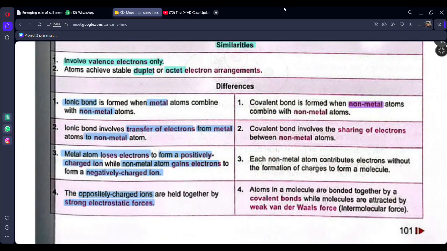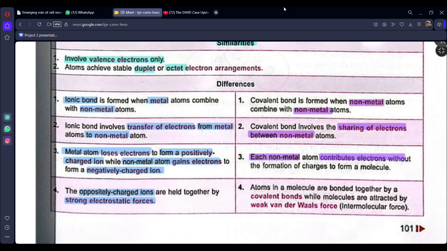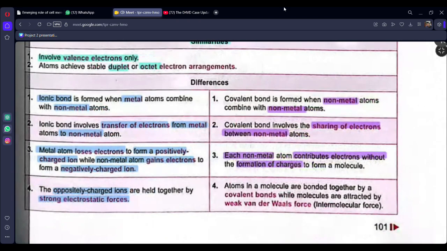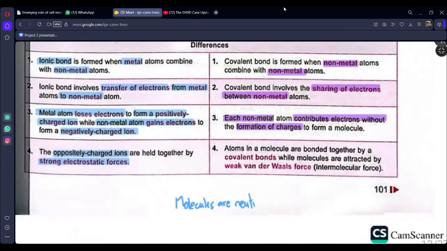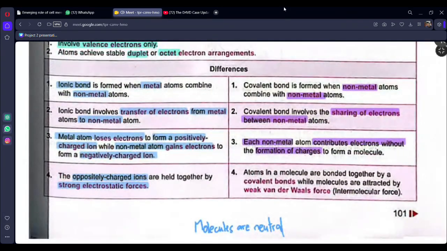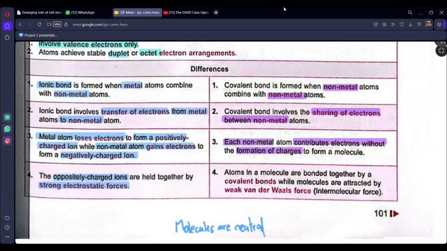Here for covalent it's a different story. Non-metal with non-metal, sharing of electrons between non-metals. Each non-metal contributes electrons without formation of charges. Always remember, guys, molecules are neutral. Molecules are neutral. Do not forget that. Then atoms in a molecule are bonded together by covalent bonds.